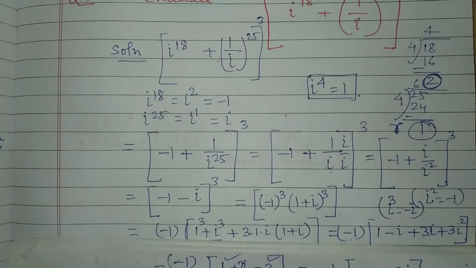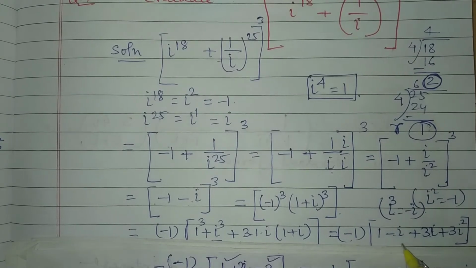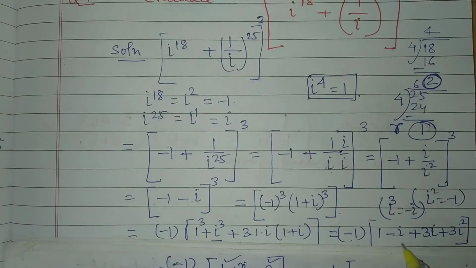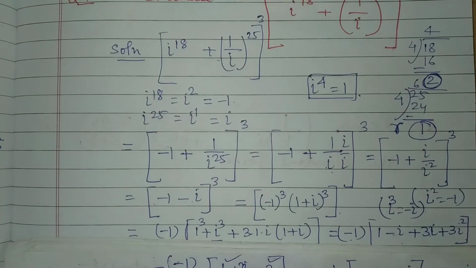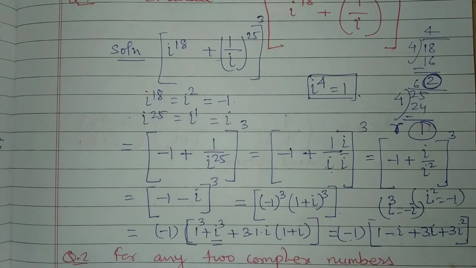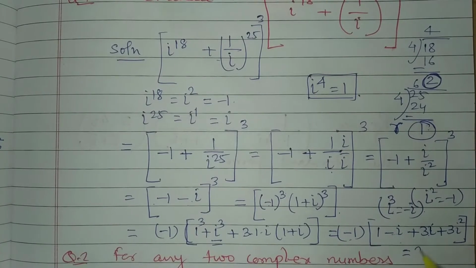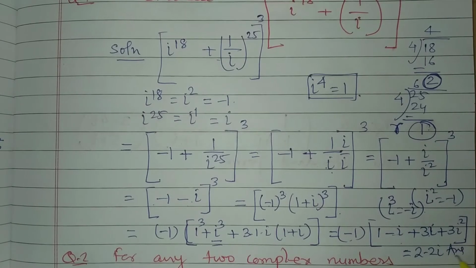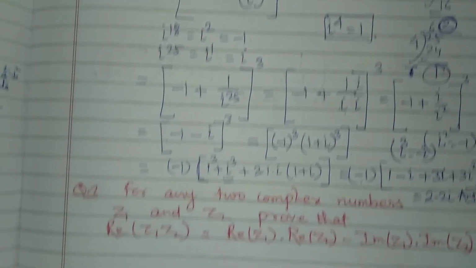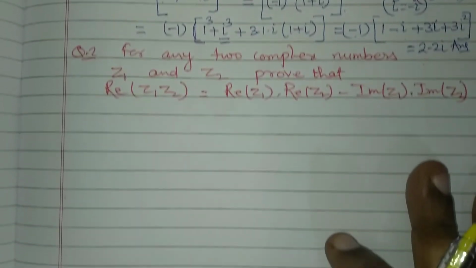So answer is 2 minus 2i. So this is the answer of the first question. So the answer I am just writing here over this. The answer will be 2 minus 2i. This will be the answer. Now we are coming to the next question.